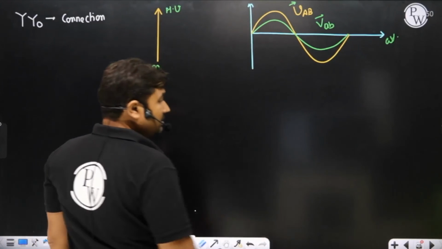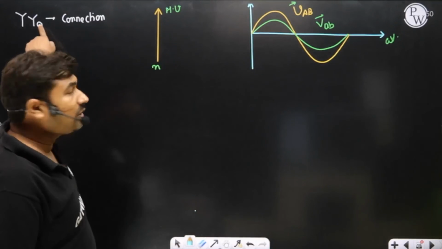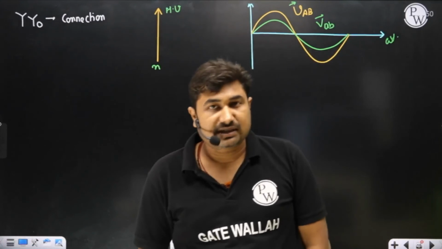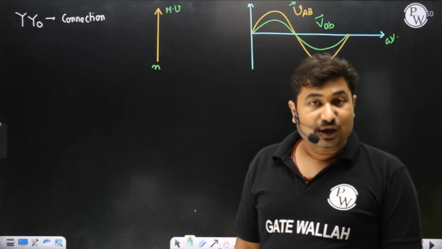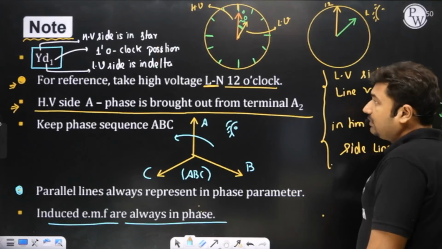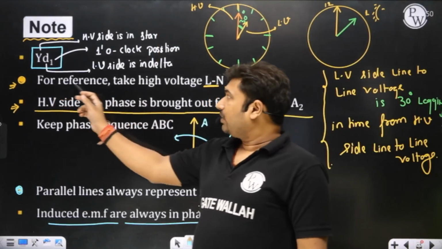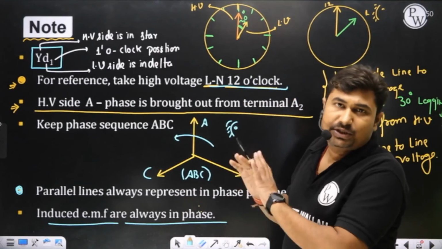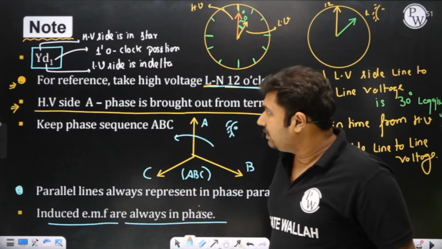0 degree displaced means 0 time. What is 0 time, sir? 0 time is the same as 12 o'clock. So HV is always kept at 12 o'clock position. I have represented here: for reference, take high voltage line to neutral at 12 o'clock. So HV I am going to put always at 12 o'clock. What about LV?